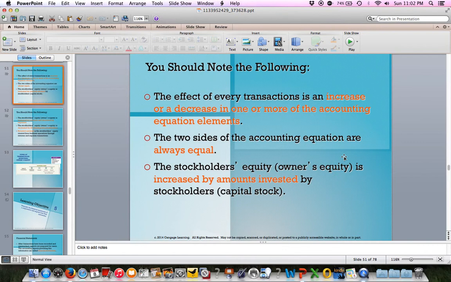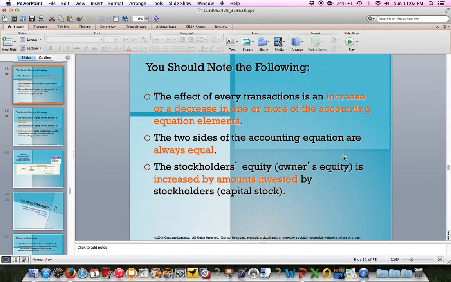Okay, so it says, note the following: the effect of every transaction has an increase or a decrease in one or more of the accounting equation elements. So it could have been affecting two assets, like one asset goes up, one goes down, or asset and liability, or asset and equity, and so on.